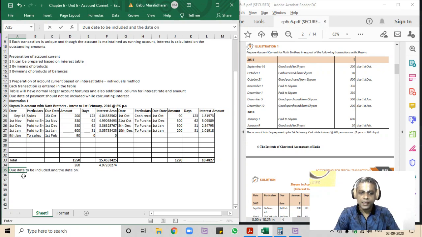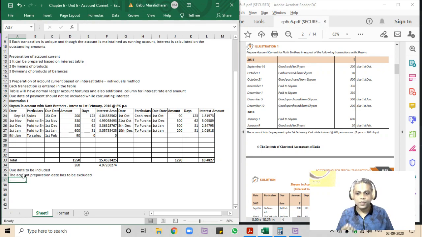The due date is to be included, and the account preparation date has to be excluded. Preparing it today, 2nd September, means 2nd September has to be excluded. If the due date is 1st September, then 1st September has to be included, and interest will be calculated for 1 day. Hope this is clear.